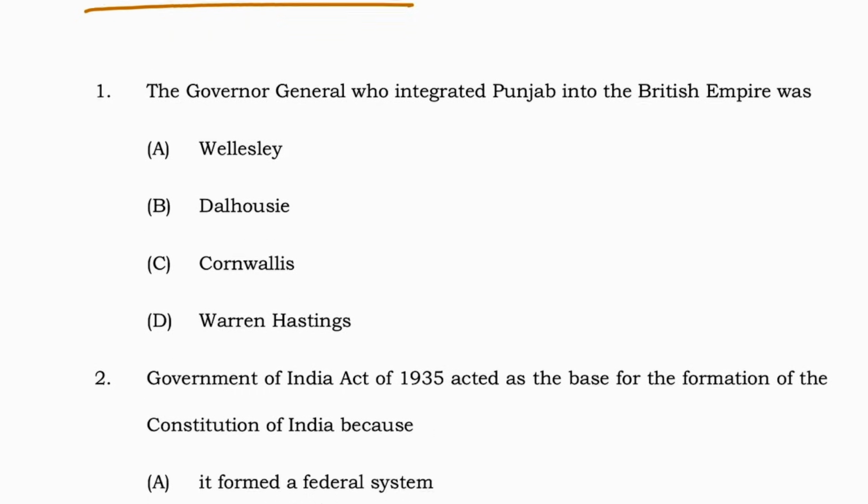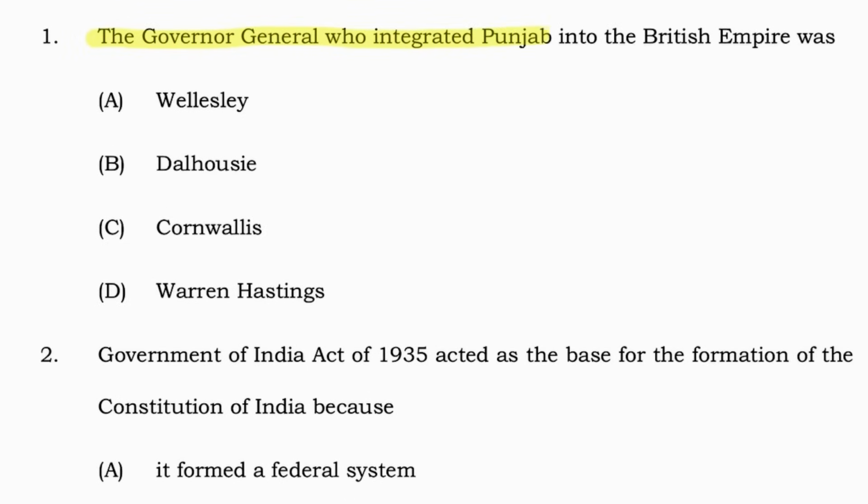First question. The Governor General who integrated Punjab into the British Empire was: option A, Wellesley; option B, Dalhousie; option C, Cornwallis; and option D, Warren Hastings. And the answer is option B, Dalhousie.